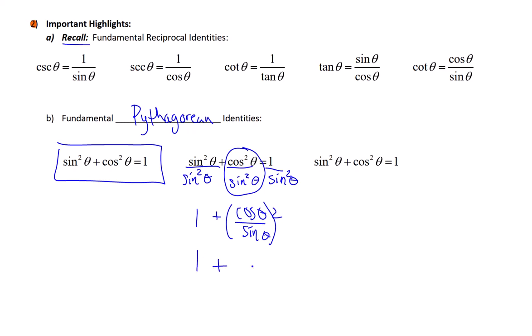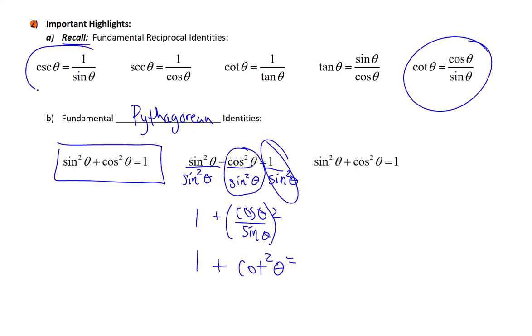It's 1 plus cosine over sine, as we saw previously in our fundamental reciprocal identity. Cosine over sine is really just cotangent, which means this is really just cotangent squared theta. And that equals, on the other side, 1 over sine squared. Well, in the same way, 1 over sine is really cosecant. And so if we simply replace that, we have cosecant squared theta, which is 1 over sine.